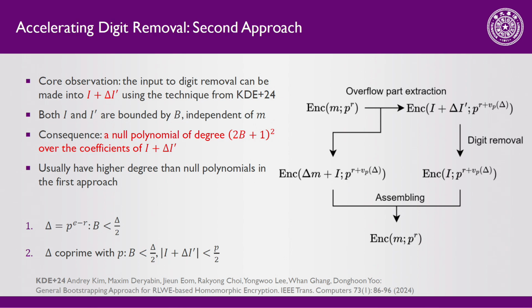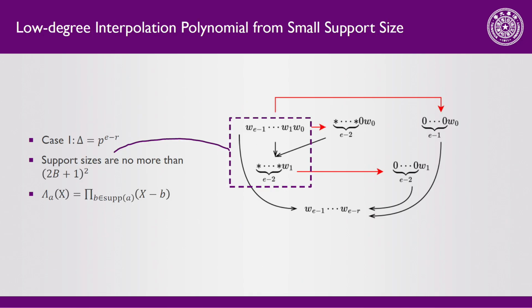And there are two choices for the integer delta. We can choose it to be a power of p or an integer coprime with p. In the first case, where delta is a power of p, the digit removal procedure is identical to that in our first approach. The only difference here is we construct the null polynomials in a different way. So let's look at the values in the box. These values have support sizes no more than (2B+1)^2. So for every value a in this box, we have the very natural null polynomial lambda a x.